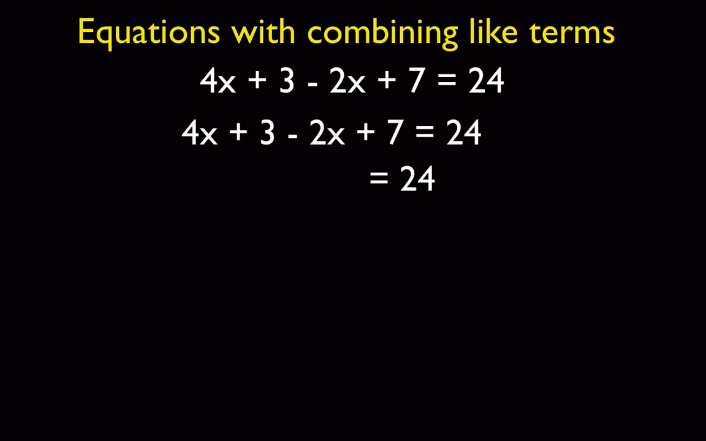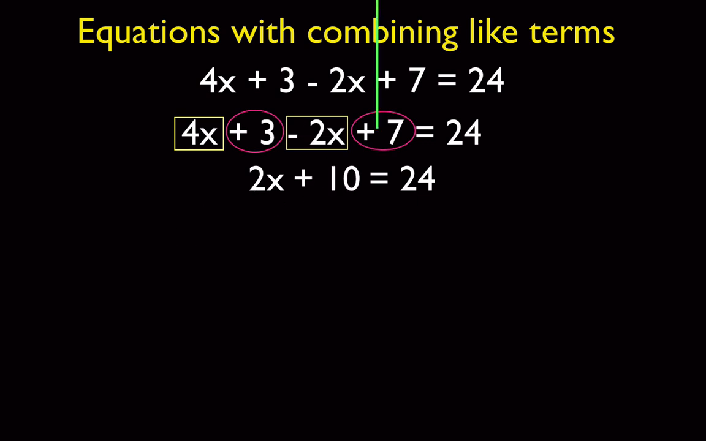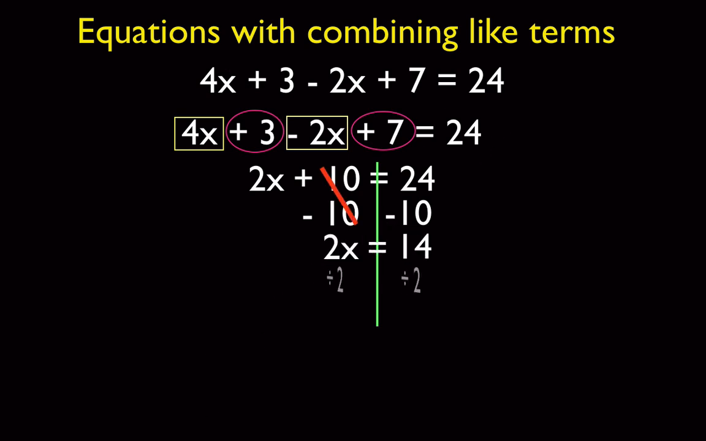Remember in class I showed you guys that we put the symbols. So I'm going to take the x's and put them together. 4x minus 2x is 2x. And 3 plus 7 is 10. Look what we have, a two-step equation. Solving the two-step equation very quickly and easily we end up with x equals 7.